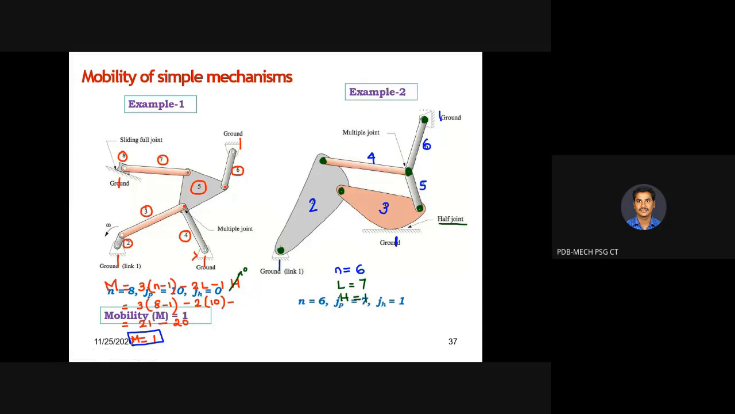So now you can see the answer. N is equivalent to 6, lower pair is 7, and higher pair is 1. If you apply this formula, what will the mobility be? 0. Okay, we will be getting 0 mobility. So this particular mechanism is going to act like a structure. It is not going to act as a motion transfer mechanism. Okay, simple. Is it simple? Yes. So the first one has mobility equivalent to 1, so it becomes a completely constrained mechanism. Whereas mobility 0 means it becomes a structure.